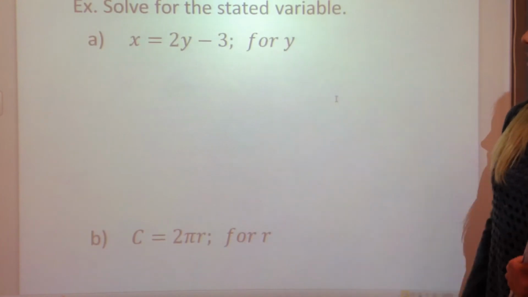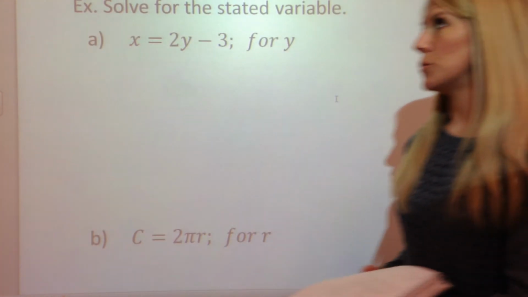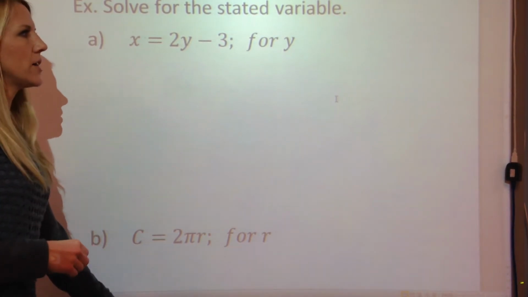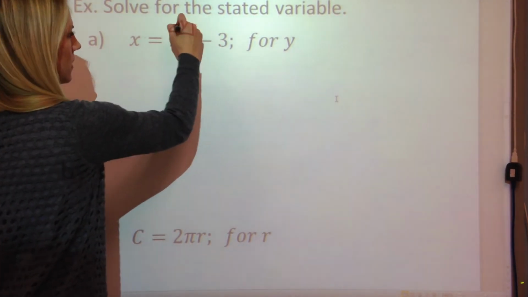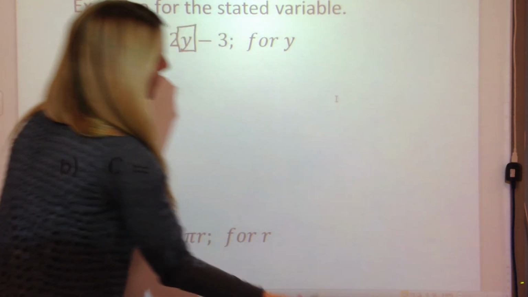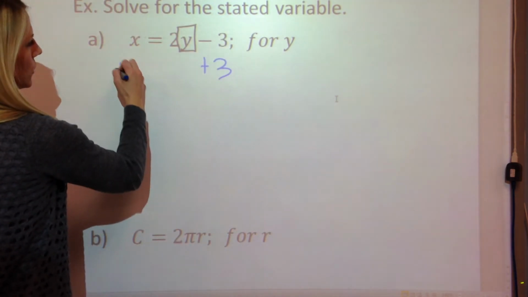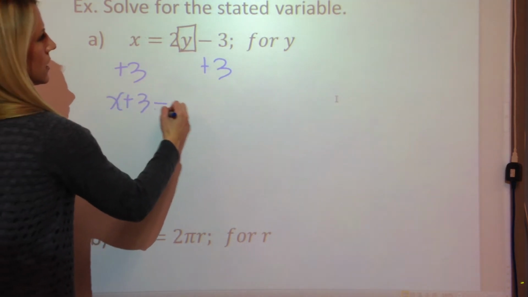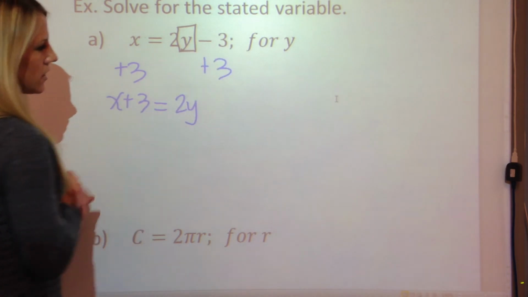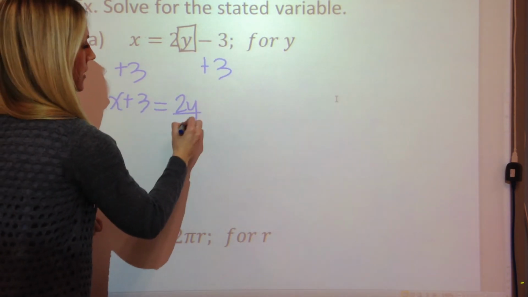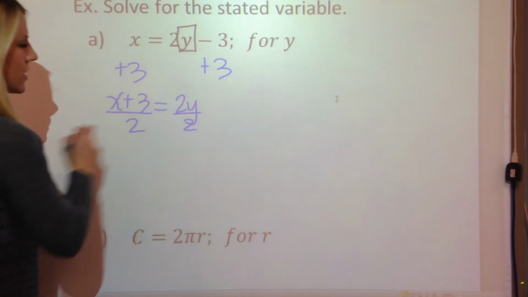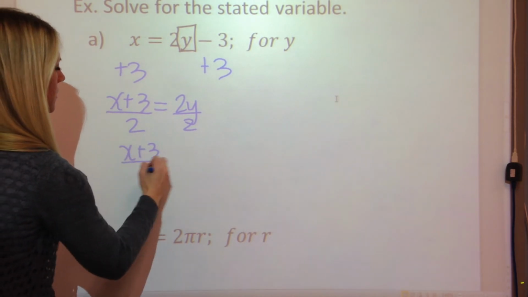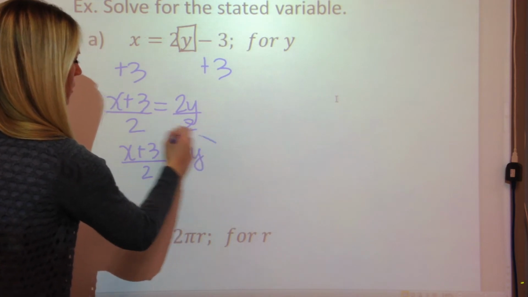So let's look at a couple more examples of solving for a given variable. So we have x equals 2y minus 3, and we want to solve for y. So we want to isolate y, get y by itself. So just like we've always done, we're going to work to get that value by itself. So now I have x plus 3 equals 2y. Now what do I do to get y by itself? I divide by 2. Make sure you divide the entire side by 2. So x plus 3 divided by 2 equals y.